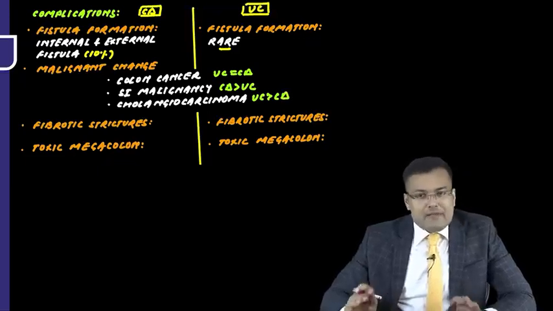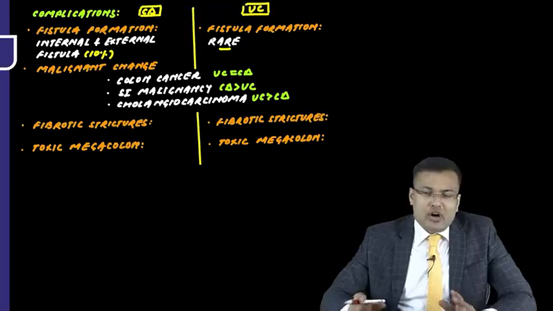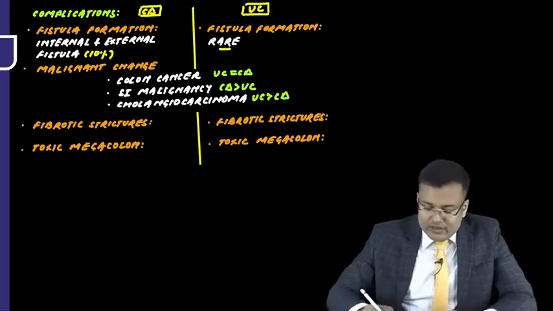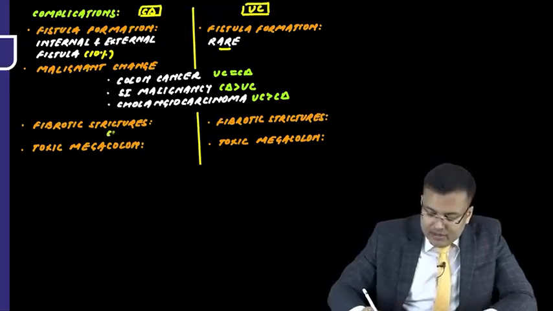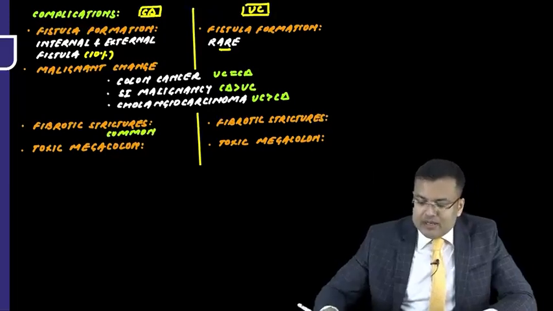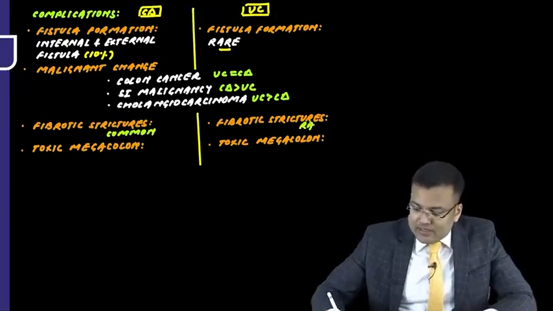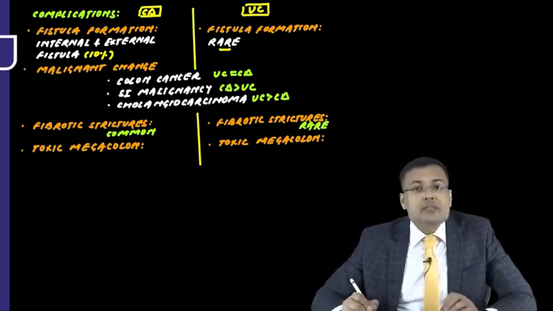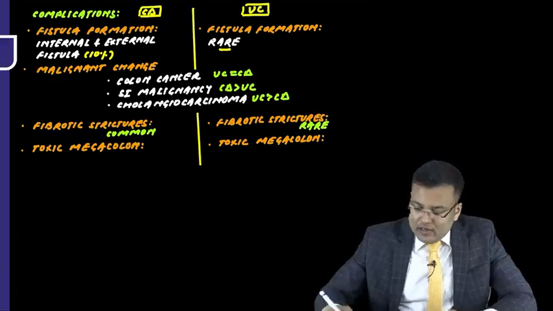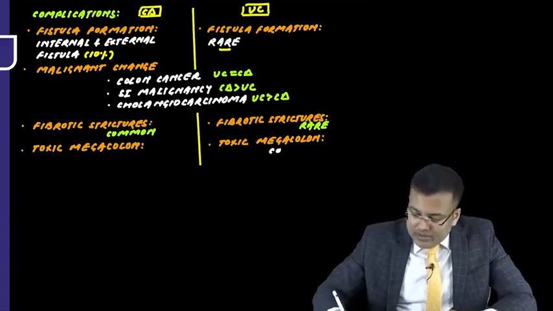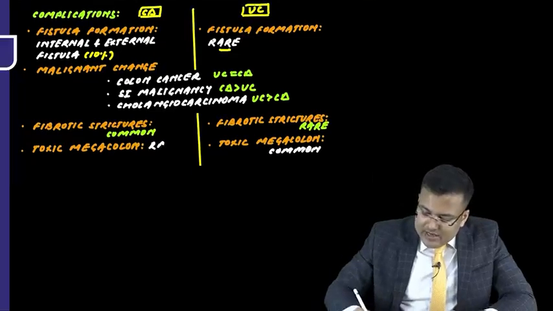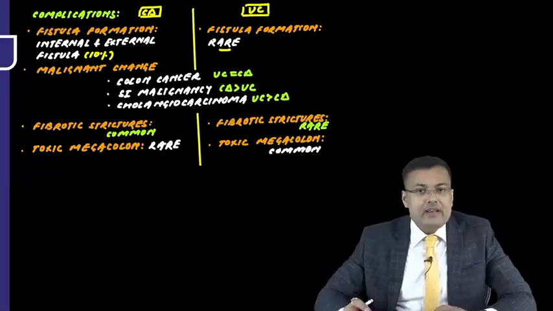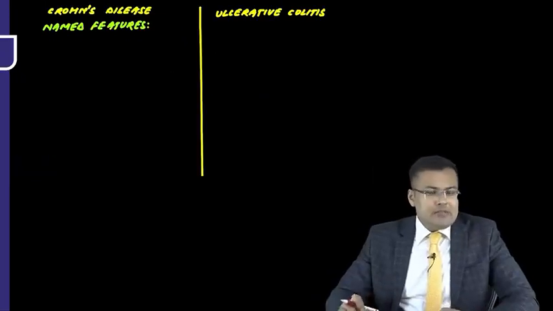Now coming back, fistula, strictures, fibrosis, all these are more common in Crohn's. Fibrotic strictures are common, but in ulcerative colitis, fibrotic strictures are rare. And you know, toxic megacolon is more common in ulcerative colitis, but toxic megacolon is rare in Crohn's disease. There are certain named signs which are asked frequently in relation to Crohn's and ulcerative colitis.